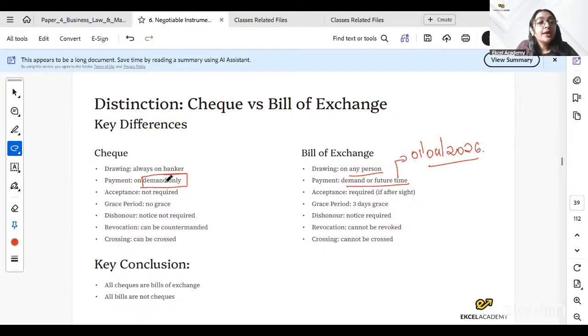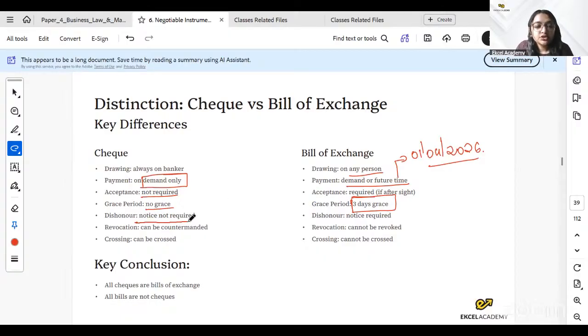Your check also has to be dated, but it is only the date that you are issuing the check. From that date for up to 3 months, the check is valid and can be presented for payment at any point of time. Acceptance is not required in check. Why? Because your banker has a responsibility to follow your directions. Acceptance is required in case of your bill of exchange. Grace period, there is no grace period. Here there is a 3 days grace period. We will be understanding this concept in detail a little later in the chapter.